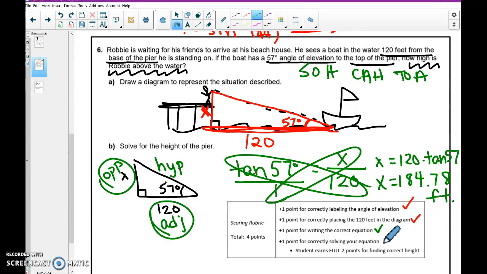So I got the correct equation, and I solved my answer. So there's my final work. Double check if you need to rewind. If you're having trouble plugging into your calculator, let us know and we can help you.